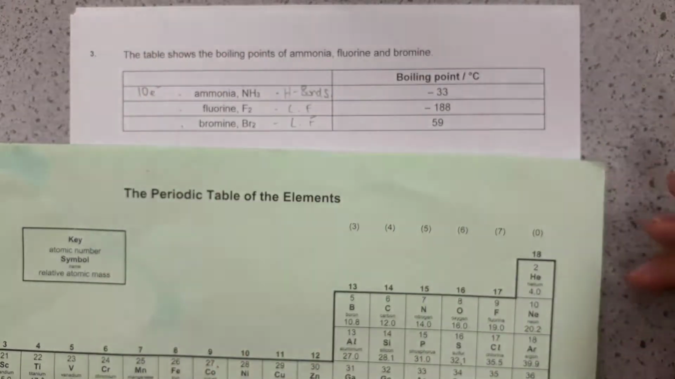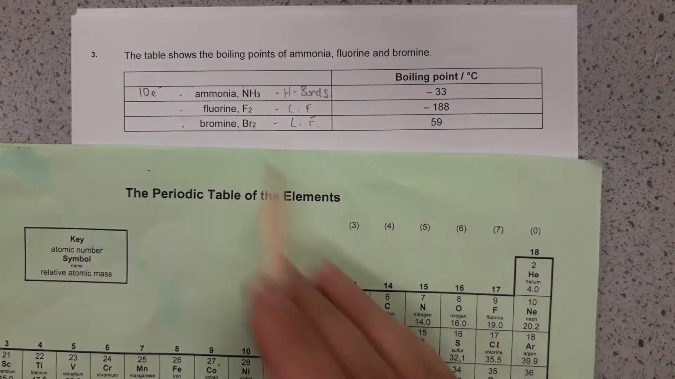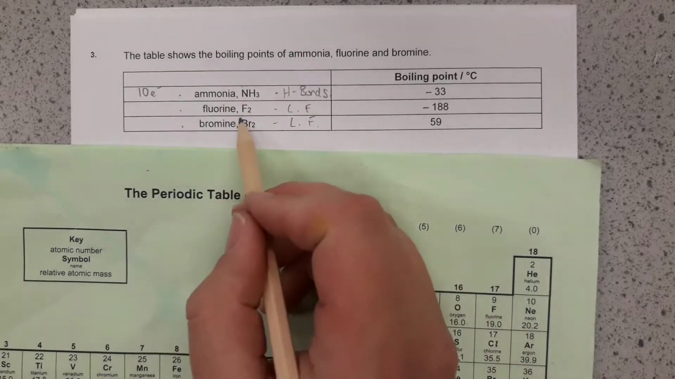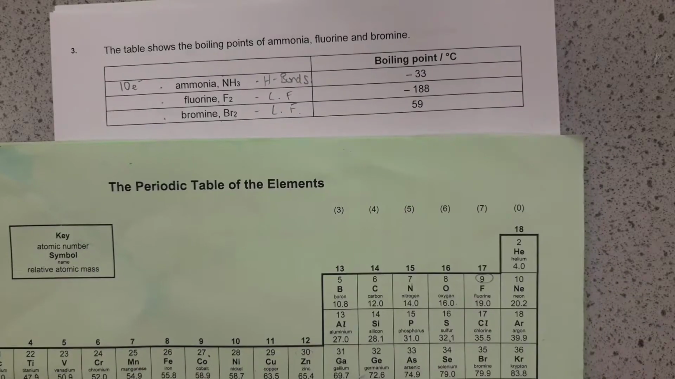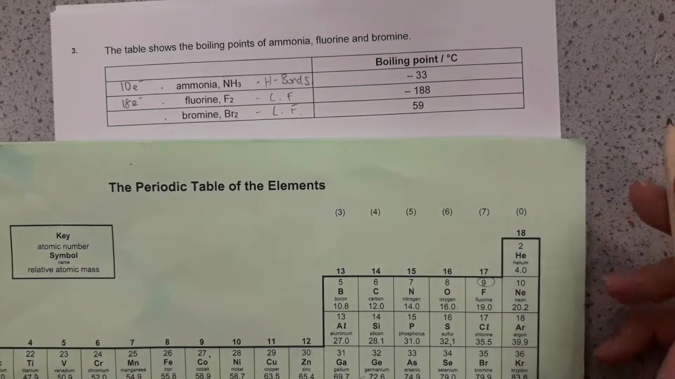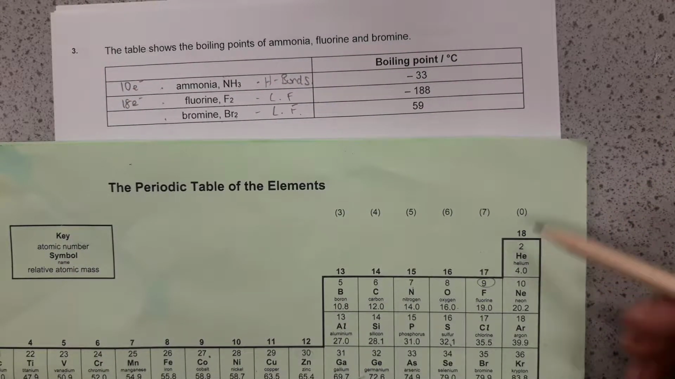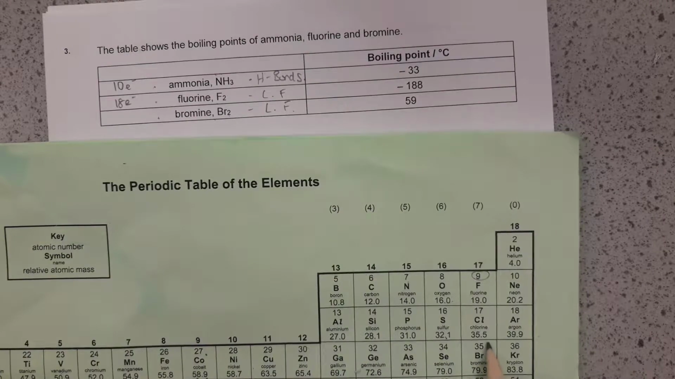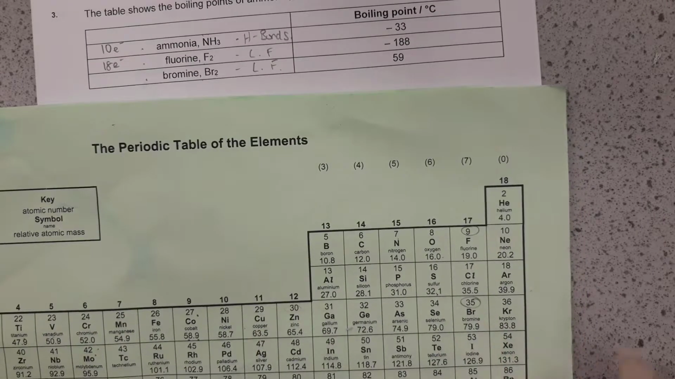There's 10 electrons there. Fluorine, 2 F atoms in the molecule, gives us 18 electrons. So there are slightly more electrons in the fluorine than there are in the ammonia. Bromine, down here, has got 35 electrons per atom.